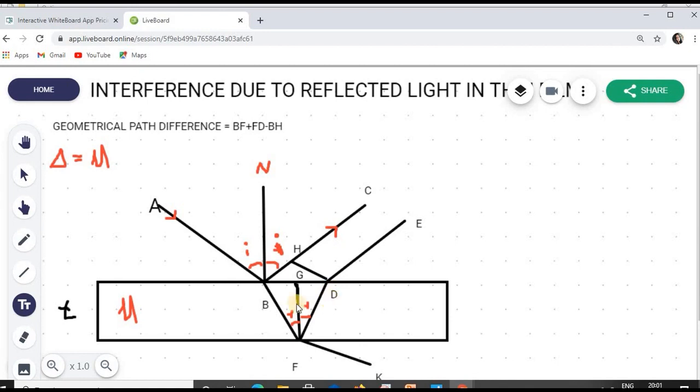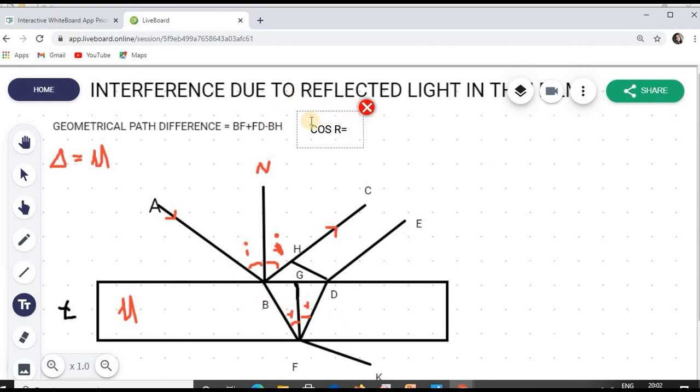What happens next is I have to find out what BF is. For getting BF, I'll have to use cos R. Cos R is adjacent over hypotenuse: the adjacent side is FG, and the hypotenuse is BF. So I can write cos R.